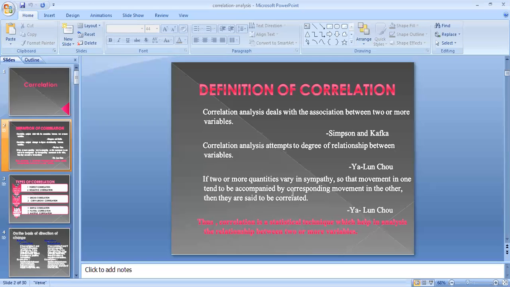Actually, take the correlation between two variables, suppose weight and height. There is a relationship between the two. If height increases and weight also increases, that means there is a relationship between weight and height. So with the help of correlation, we can measure this relationship.